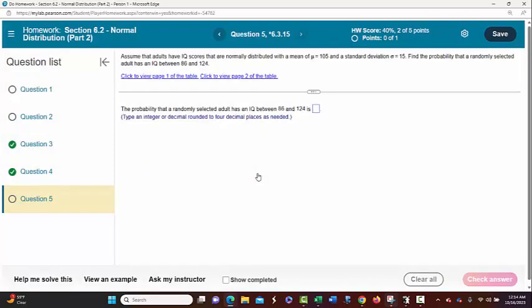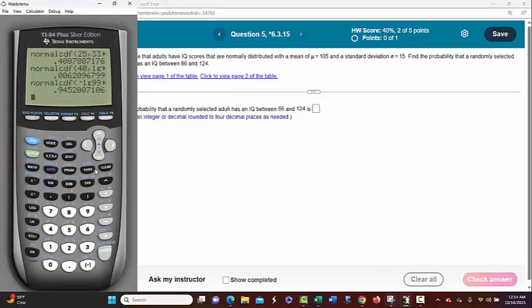All right, here's an IQ question again. It just has different numbers. 105 and 15 are the mean and standard deviation. And this one is between 86 and 124. So in the calculator, we have second distribution, normal CDF. The lower is 86. The upper is 124. Mean 105. Standard deviation 15.